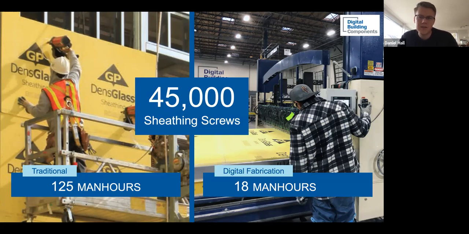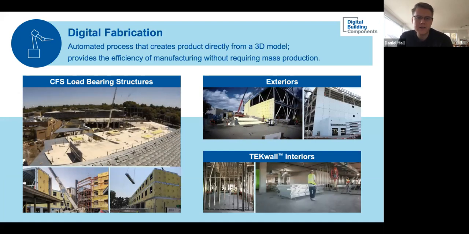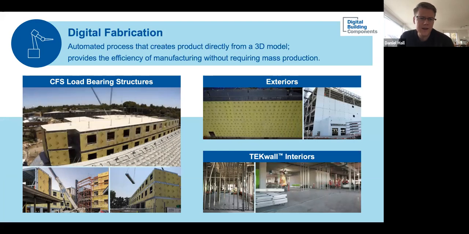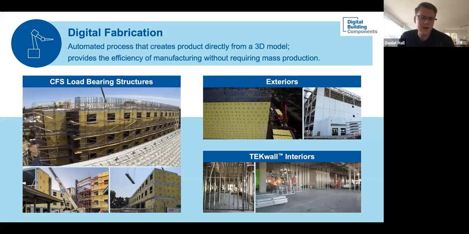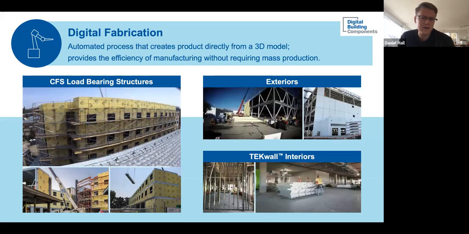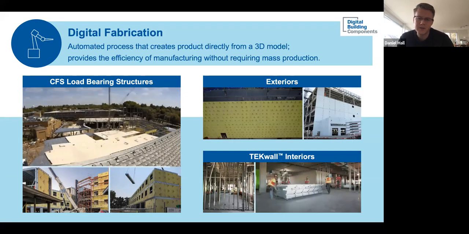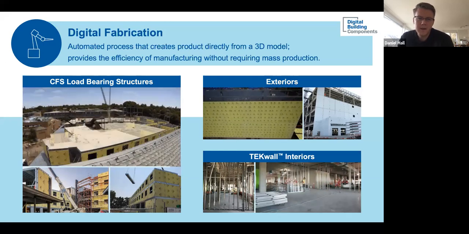So this was their specific value add of why they wanted to industrialize this process. They have specific digital fabrication products that they create. So they have CFS load-bearing structures. These are the actual structural walls. Then they have the exterior panels, and then they have the tech wall interior panels, which you can see are kind of pre-made and then put into place.